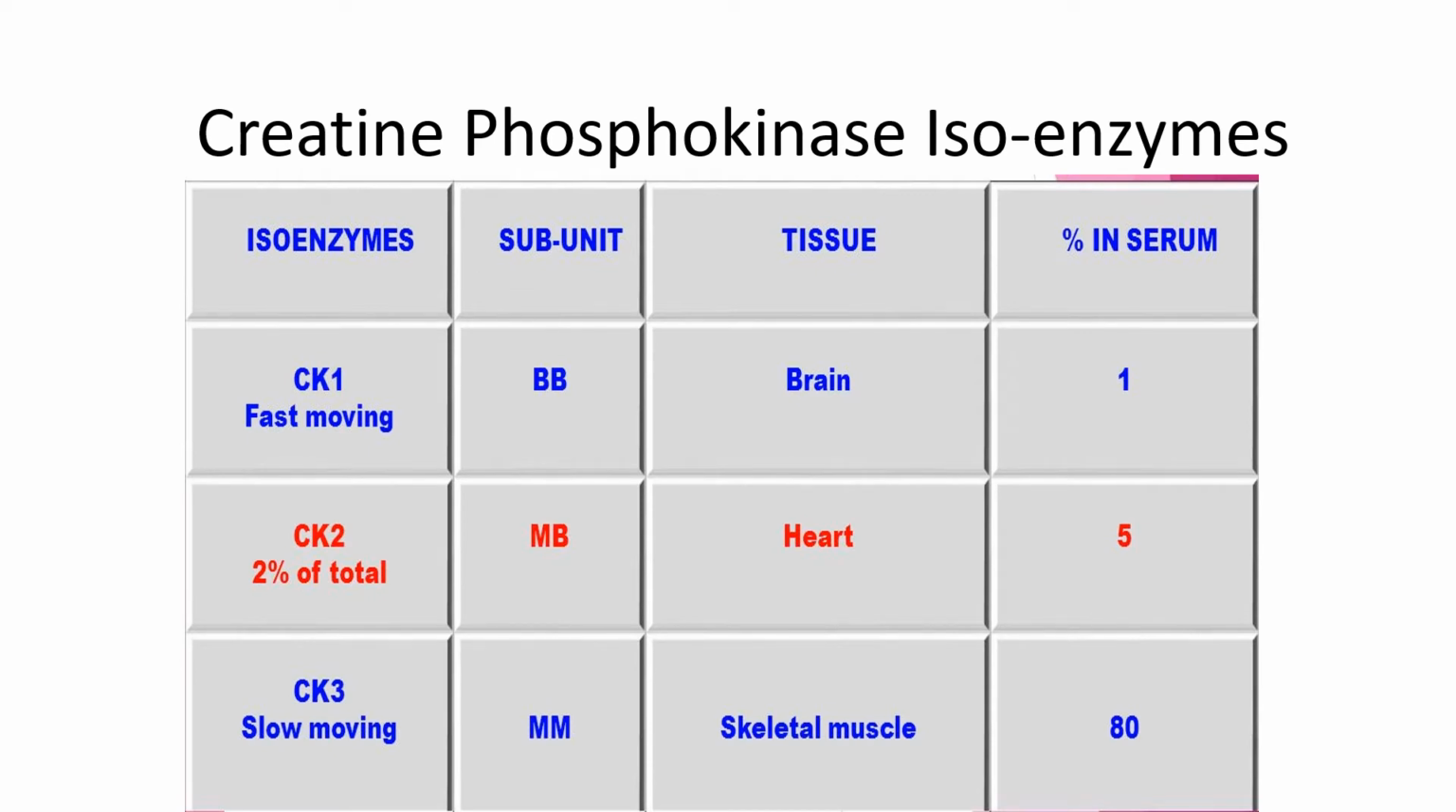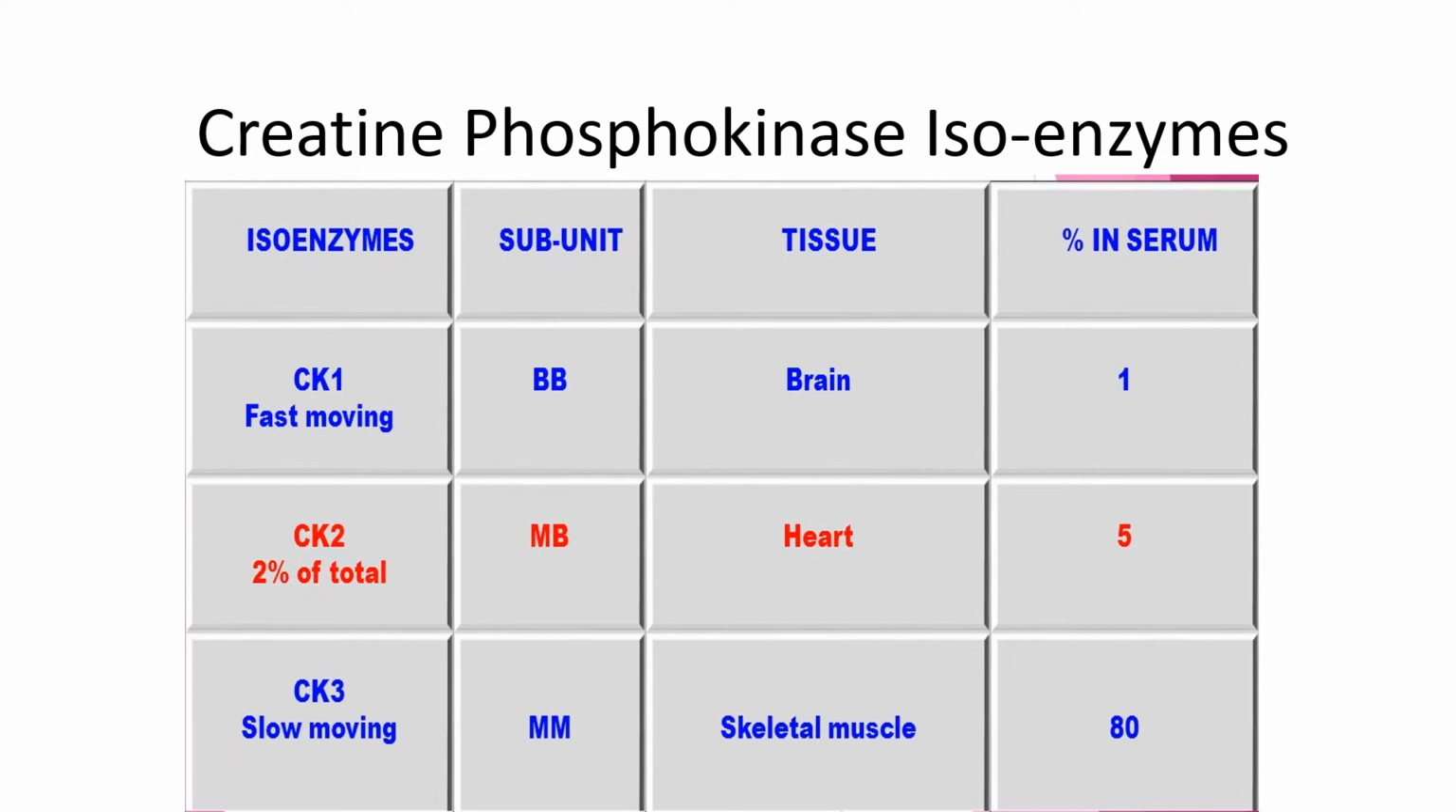This is creatine phosphokinase. We have just gone through the reaction which is catalyzed by this enzyme. Now this creatine phosphokinase enzyme is comprised of two subunits. One is B, which stands for brain, and the second subunit is called M, which stands for muscle. Now these two subunits exist in three different combinations: BB, which is present in the brain, CKMB, which is present in the heart, and MM, which is present in the skeletal muscles.